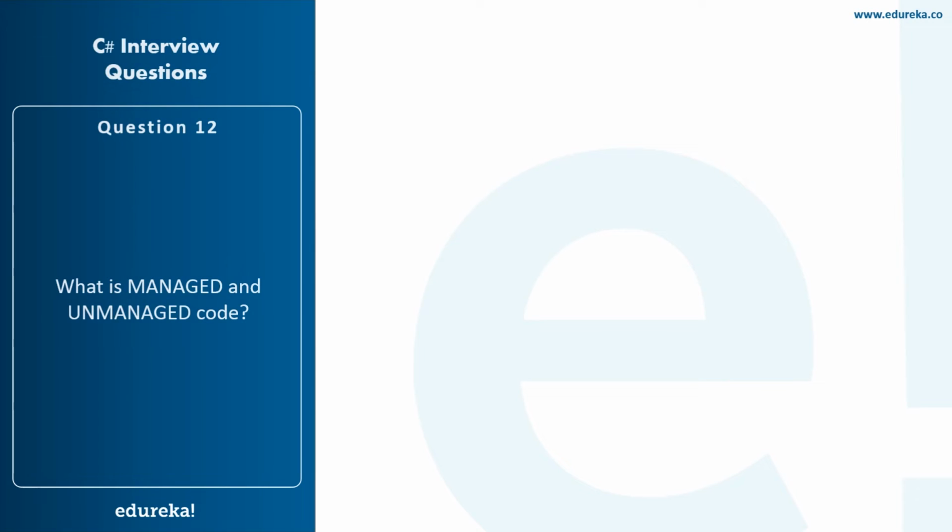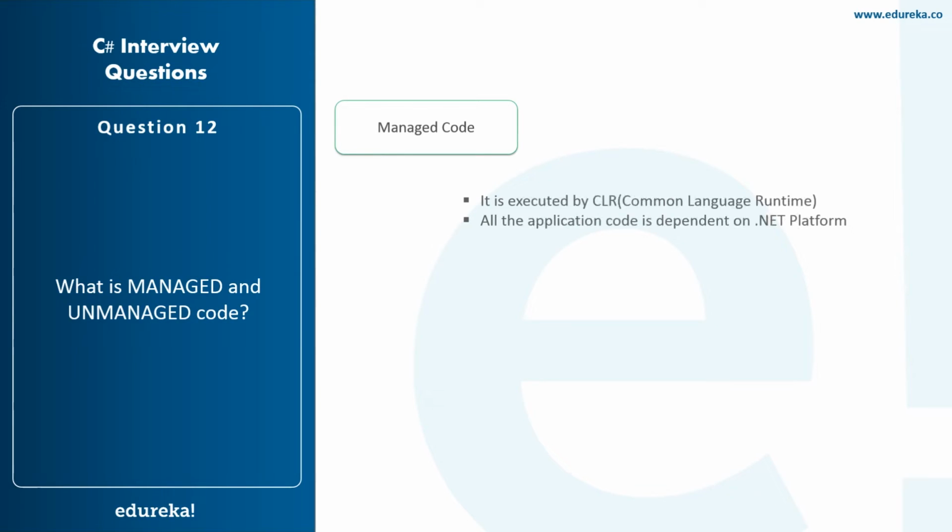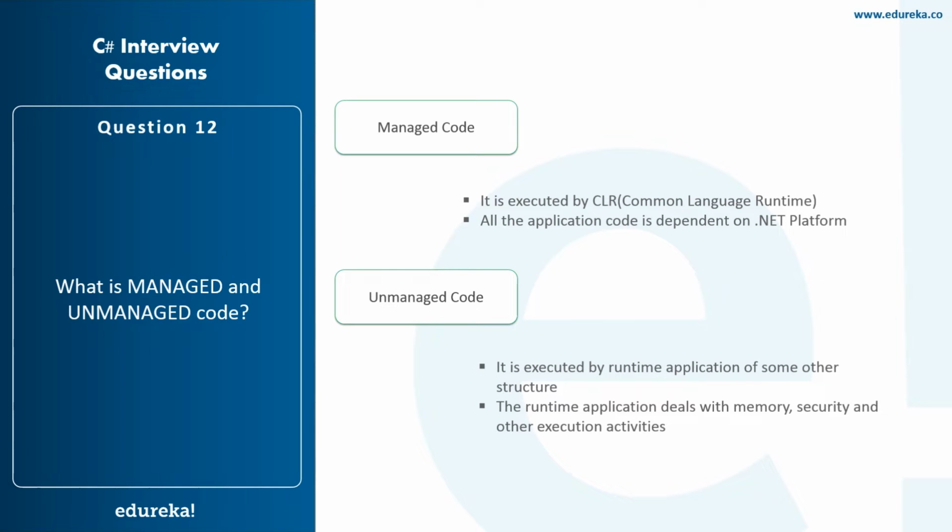All right, so let me move on to the next question, which says, what is managed and unmanaged code? Managed code is the one which is executed by, again, the word CLR comes into the picture, which means common language runtime. In simple terms, it means all the application code is dependent on the .NET platform. Now, when I talk about unmanaged code, it is any code that is executed by a runtime application of some other framework different from the .NET platform. The runtime of the application will deal with memory, security, and other execution activities. So that was it with our managed and unmanaged code.